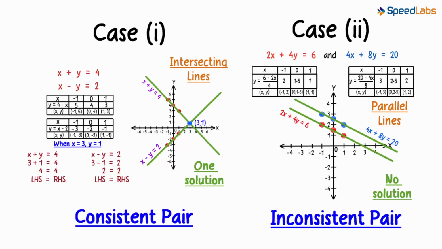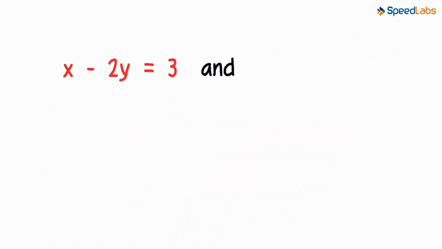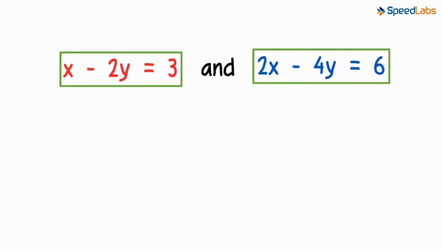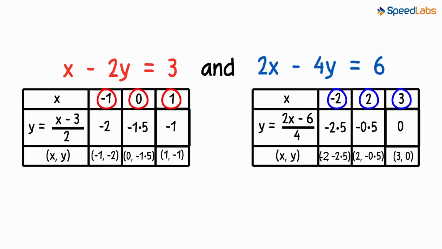So let me give you two more equations. x minus 2y equals 3 and 2x minus 4y equals 6. Now try making the coordinate tables for each of these equations. For 3 random values of x, these are the coordinates we get. 3 coordinates for the first equation and 3 for the second.